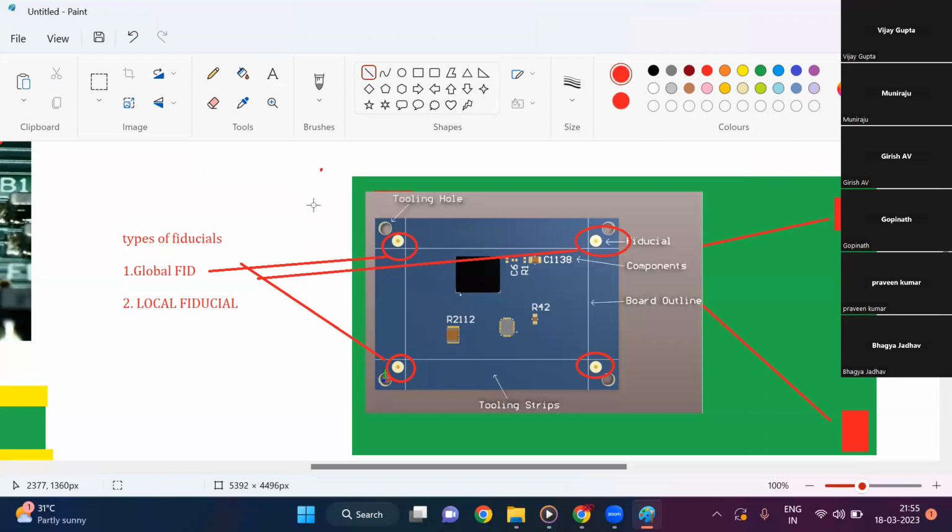Okay, why? Because the pick and place machine, solder testing has to be done. So they will simply pick at the reference point, and with the measurement of the reference point, they will place the components and start the next processes. So this is called global fiducial, right? So it will be for whole PCBs. Guys, clear?